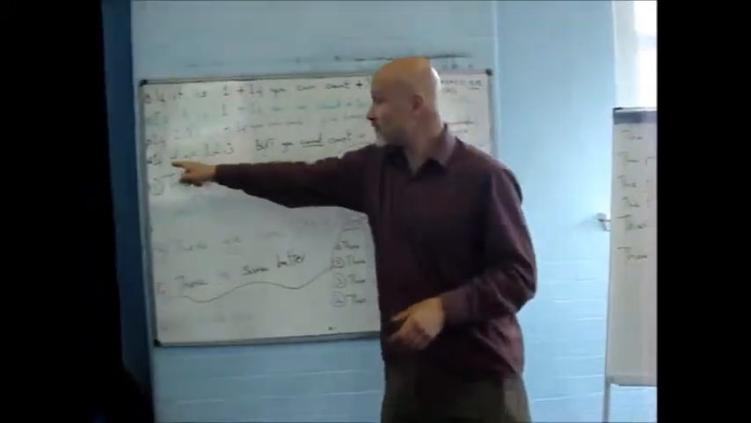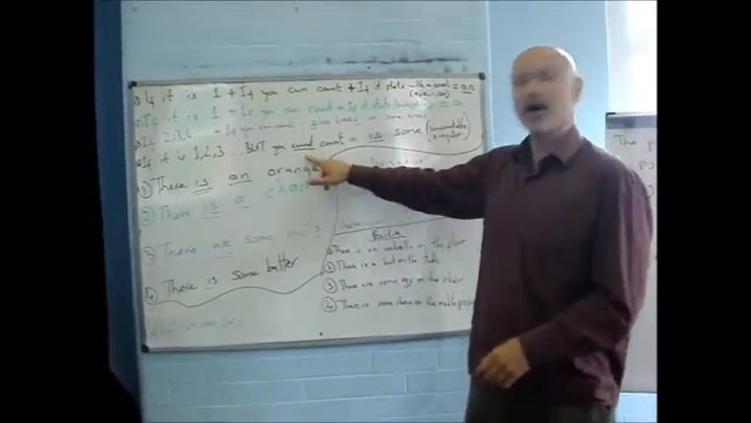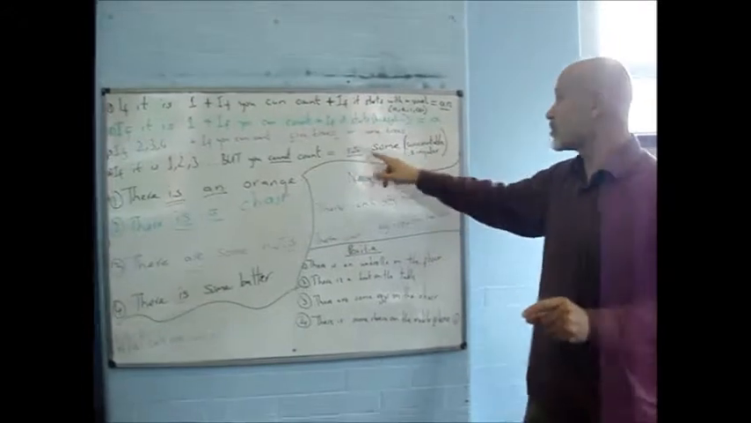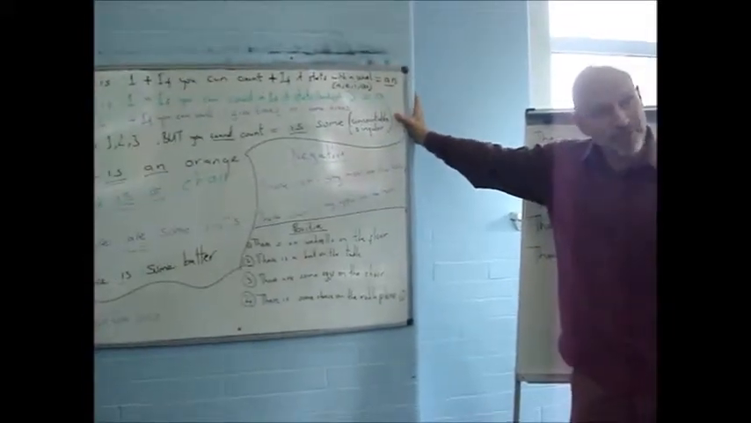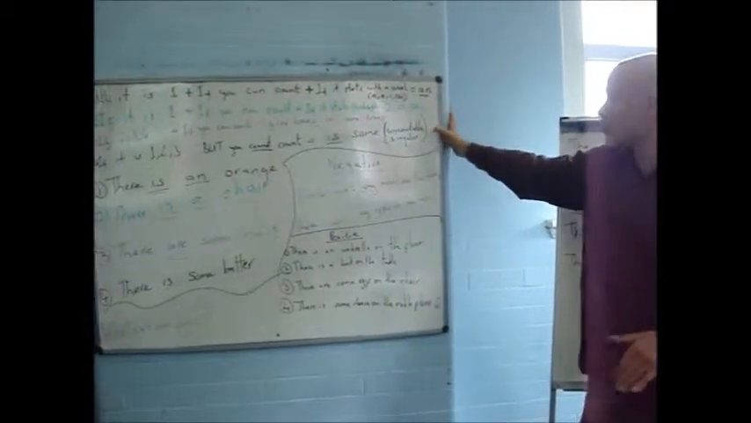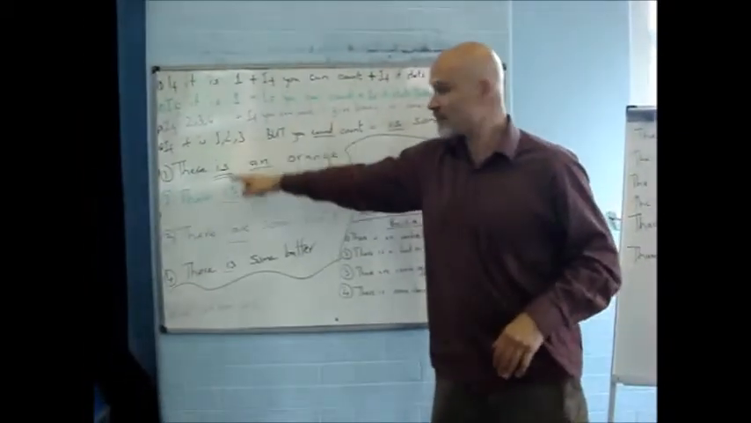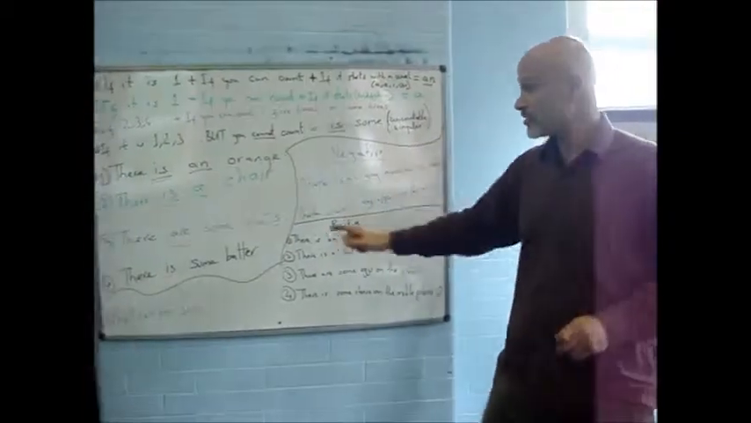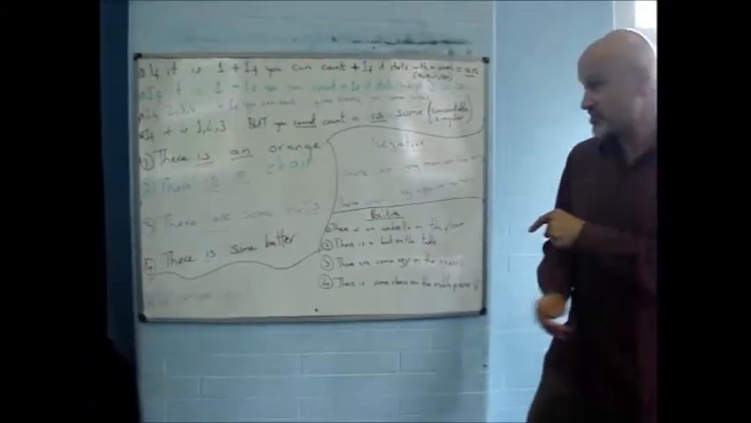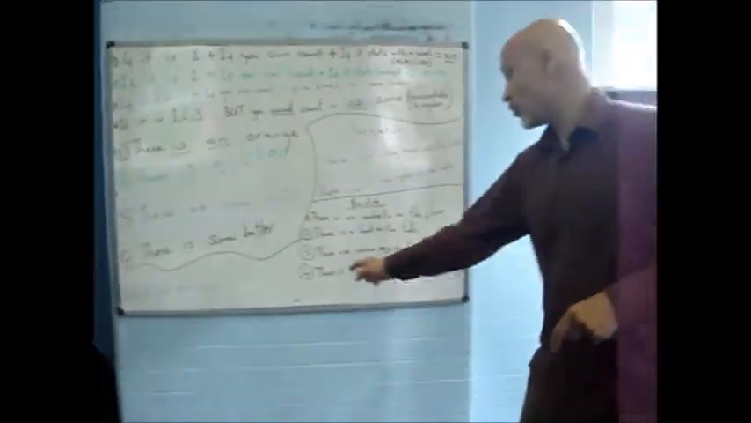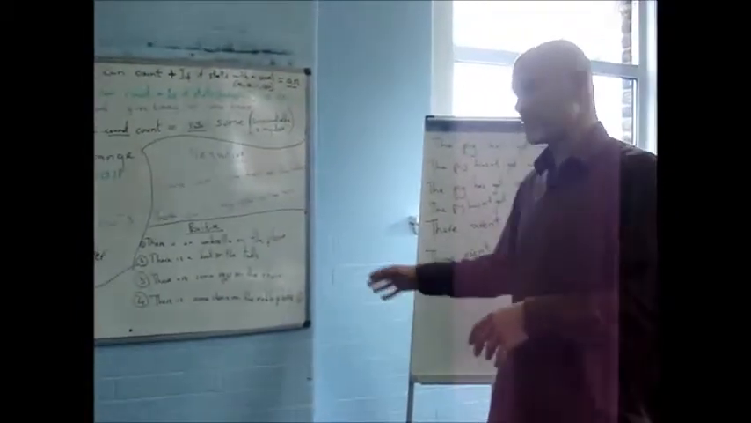Rule number 4, if it is 1 or 2 or 3, anything but uncountable, we must say some. So for uncountable nouns, you cannot count, we use singular, is. Just like for one thing that you can count, for uncountable, we also use is. So there is some butter, or there is some cheese on the mobile phone. Sorry, bad sentence, but a good example.